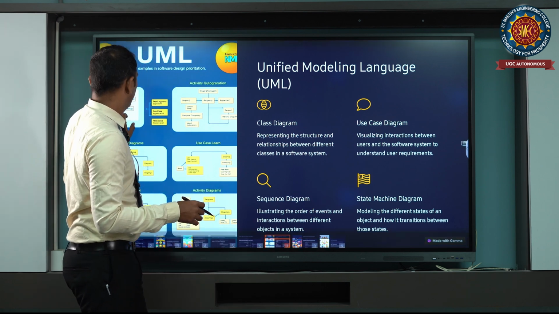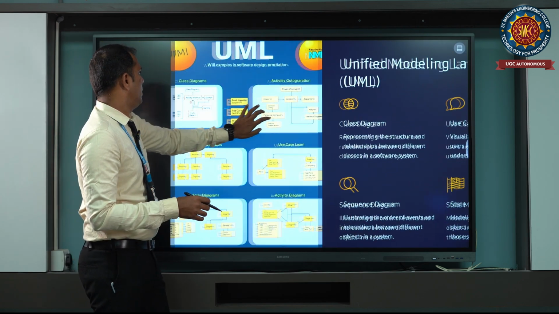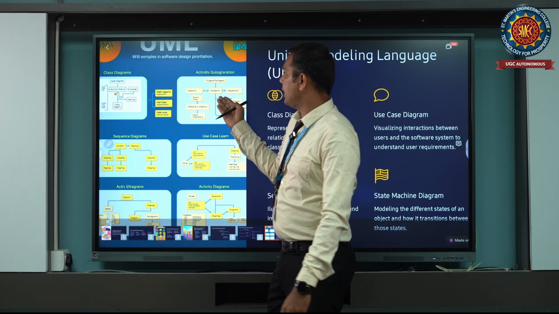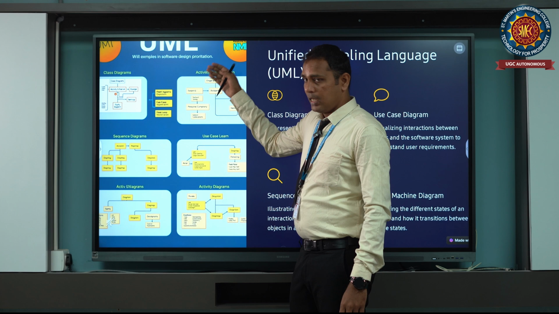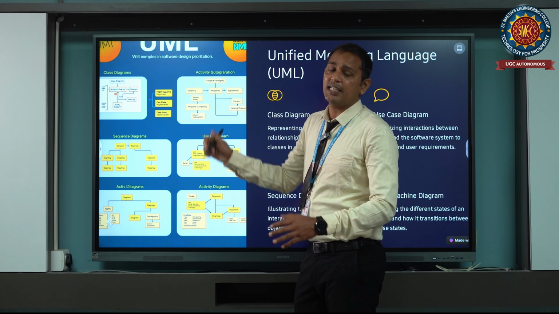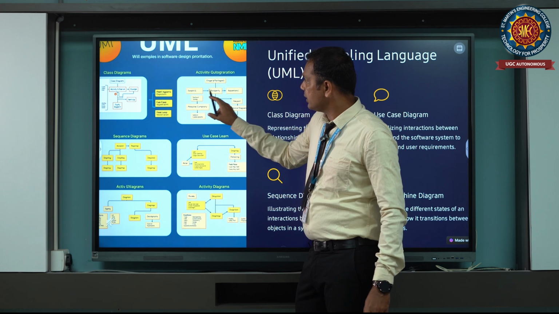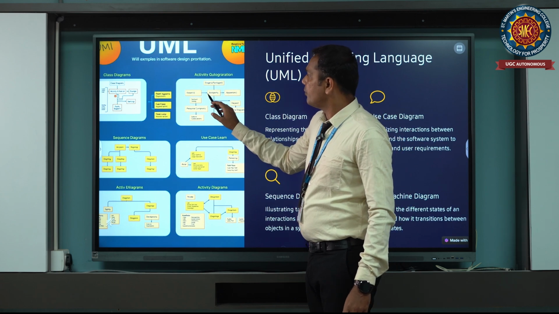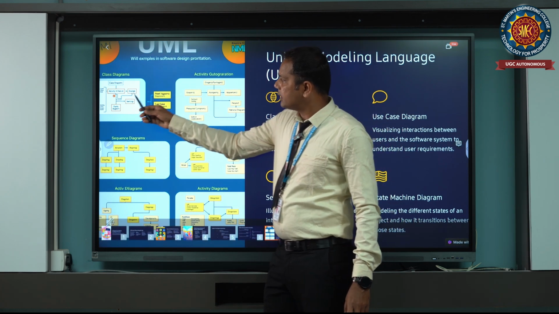For example, this is an activity diagram. Using this activity diagram, we represent the symbols. Here this is the activity symbol, and this shows how the activity flows from one object to another object. Using the class diagram, we represent the final structure of the software. Here the arrows represent the flow of the software from one object to another object, and this is the class diagram.